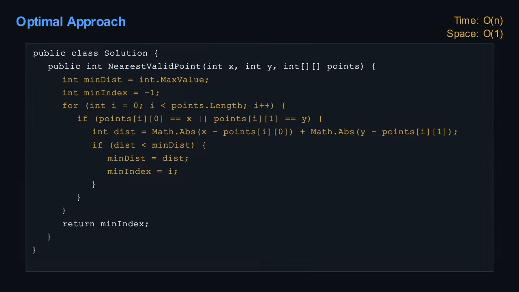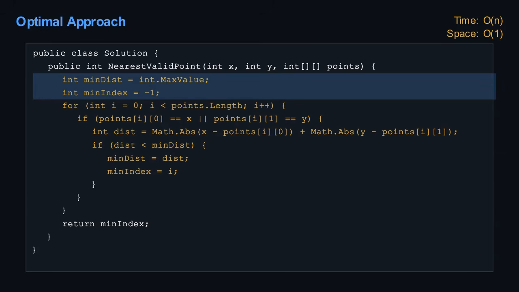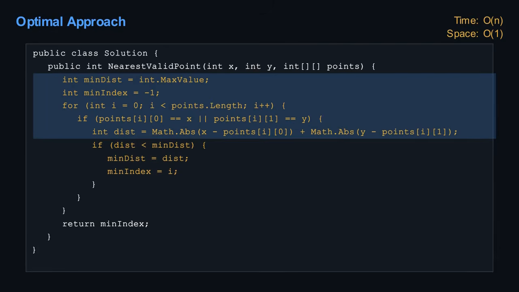The key insight for an optimal solution is realizing we don't need to store all valid points. We can find the nearest valid point in a single pass. We'll maintain two variables, one for the minimum distance found so far, initialized to a very large value, and another for the index of the point corresponding to that minimum distance, initialized to -1. As we iterate through each point in the input array, we first check if it's a valid point, meaning its x-coordinate matches our target x, or its y-coordinate matches our target y.